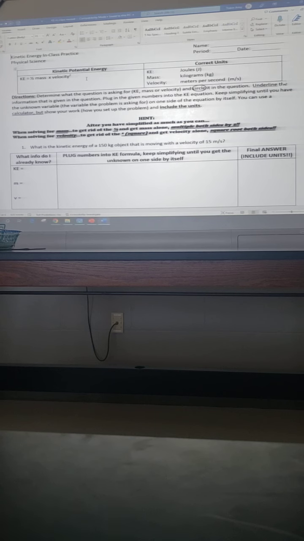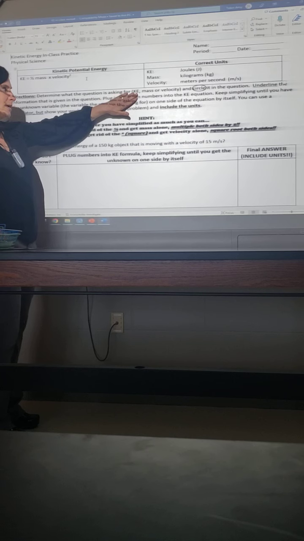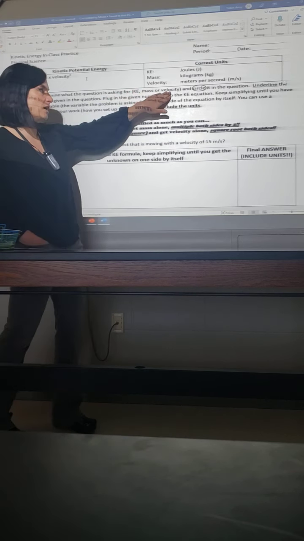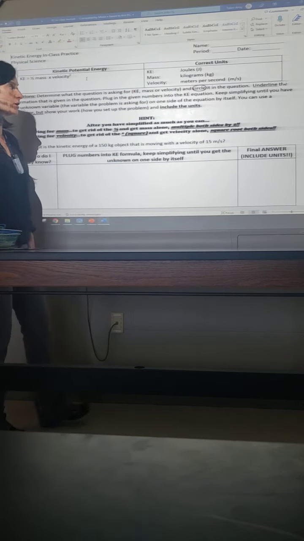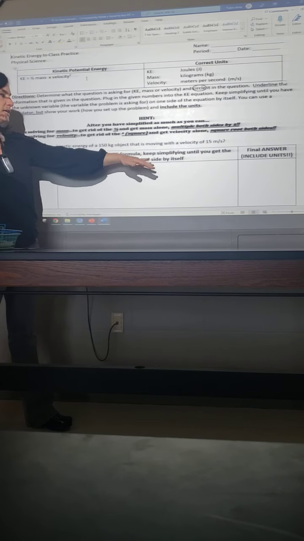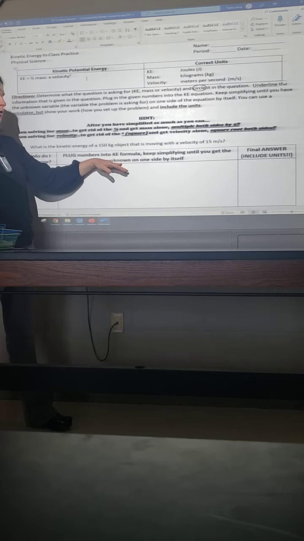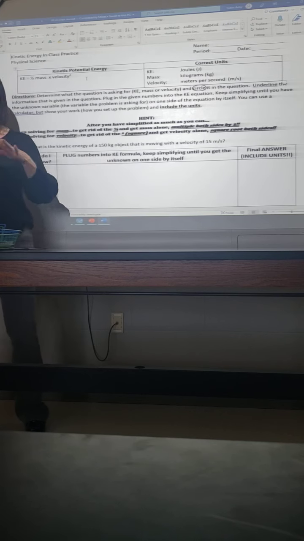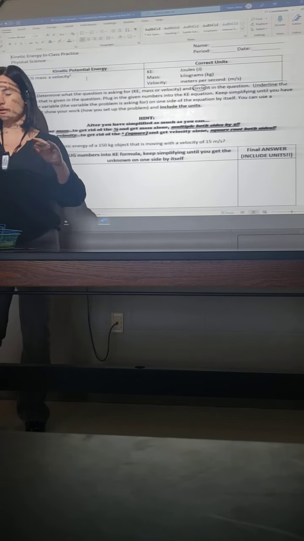So we're going to look at what the question's asking for. We have three options: kinetic energy, mass, or velocity. We're going to circle what we're solving for, and then we're going to underline the information, and then we're going to plug that information in. Notice here it says plug the numbers into the KE formula. Keep simplifying until you get the unknown on one side by itself. So don't work ahead. Stay with me.